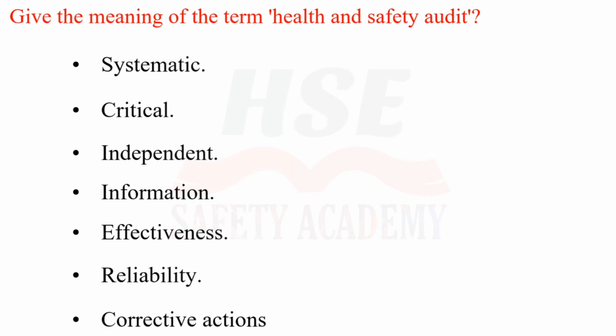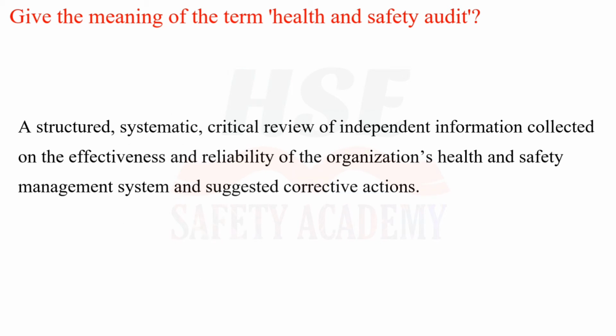Give the meaning of the term health and safety audit. Systematic. Critical. Independent. Information. Effectiveness. Reliability. Corrective actions. A structured, systematic, critical review of independent information collected on the effectiveness and reliability of the organization's health and safety management system and suggested corrective actions.